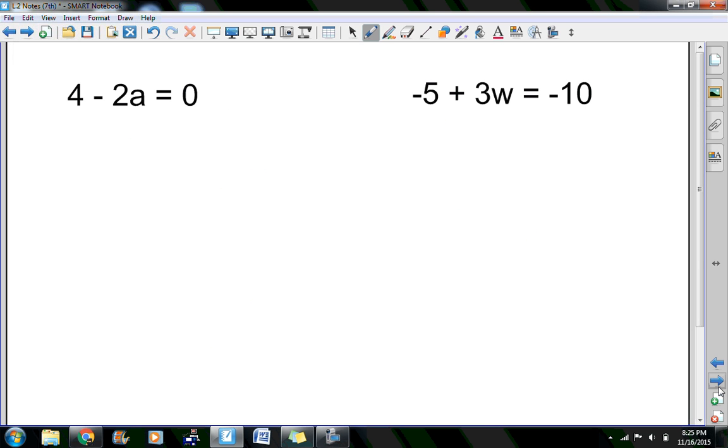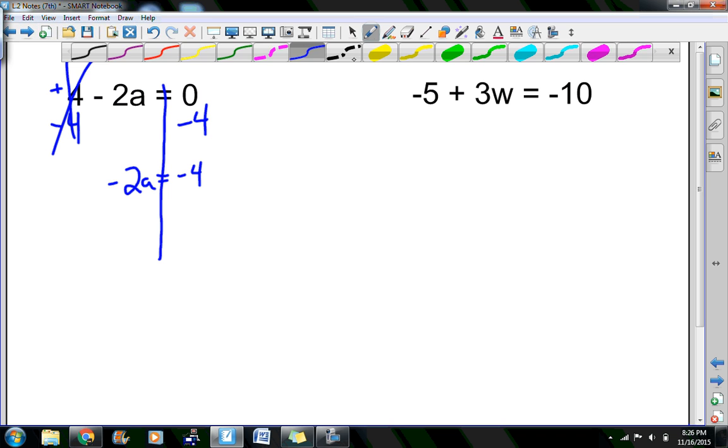All right, so let's go a little bit faster with these problems, but it's the same idea. The one on the left we'll start with. I want to get a by itself. So this number is a positive 4 in the front. It's as if you can block this value off. The opposite of positive 4 is negative 4. So I am left with negative 2a on the left side of the equal sign, and on the right side I'm left with negative 4.